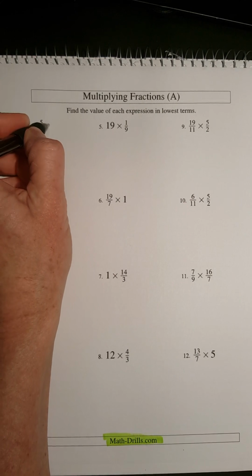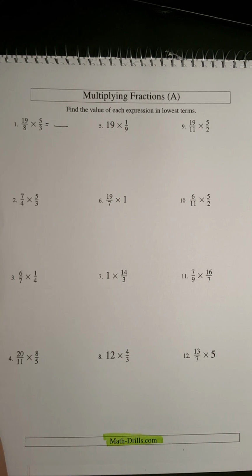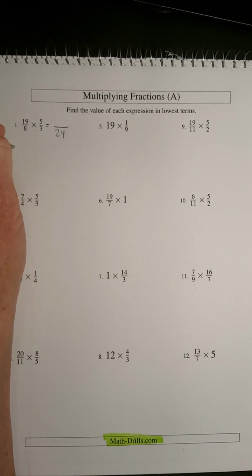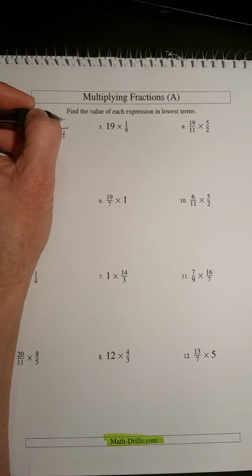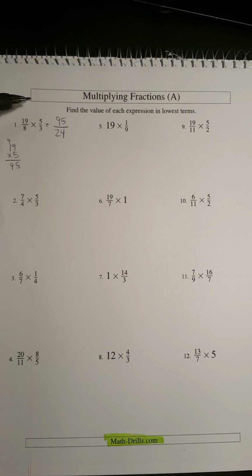So let's start with what I know. 8 times 3 is 24. That one's nice and simple. I'm going to have to do this 19 times 5 down here. 9 times 5, 45. 5 times 1 is 5 plus 4 is 9. So this is going to be 95 over 24. If you were working in my classroom, because I teach mostly pre-algebra, algebra 1, algebra 2, this would be an okay answer for me. But for some of you, you're going to need to put this into a mixed number format for your teacher. So let's put it into a mixed number.